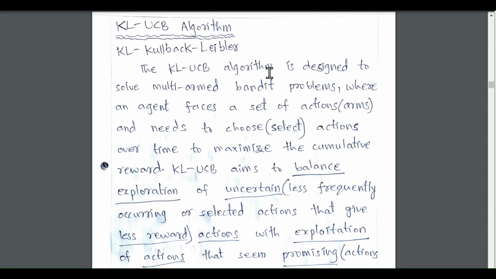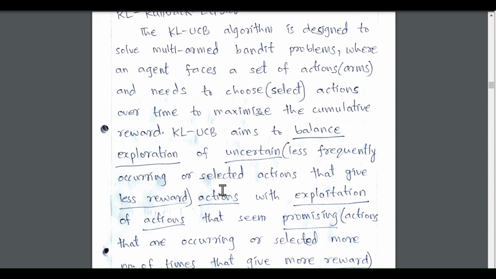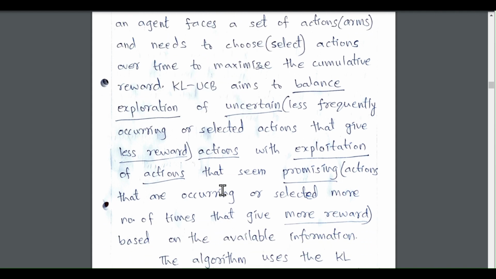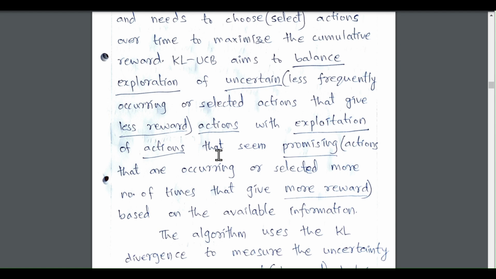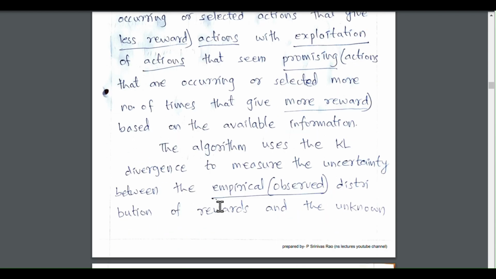The KL-UCB algorithm is designed to solve the multi-armed bandit problem. As I already said, it is used to solve MAB problems where the agent faces a set of actions and needs to choose one action at a time to maximize the cumulative reward. The agent's work is to choose actions to gain the maximum cumulative reward. KL-UCB aims to balance both exploration and exploitation. Actions that occur more often and give more cumulative rewards are selected more times.